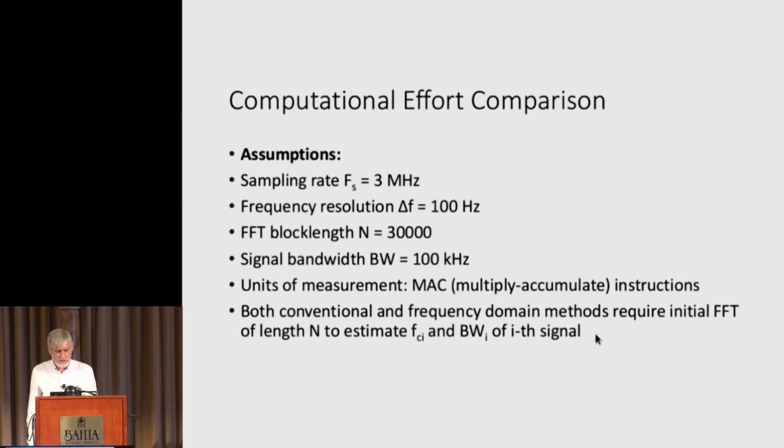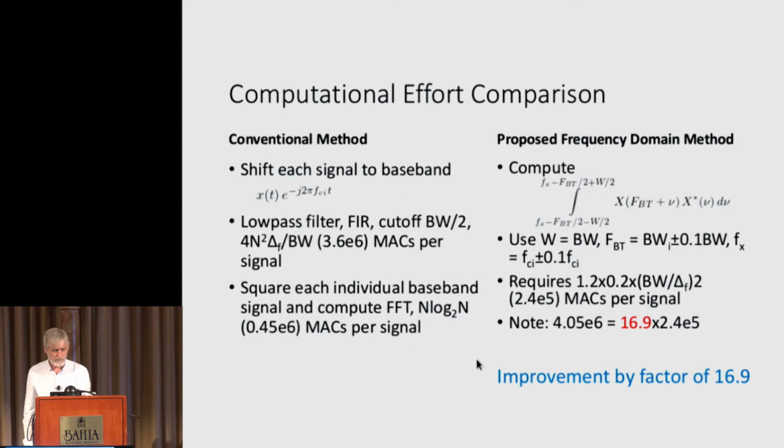Okay, so I assume also that both the conventional and the frequency domain method require some sort of an initial FFT of length n to estimate initially the center frequencies and the bandwidth of the signals. Okay, so now for the conventional method, we have to shift each signal to baseband, multiplying with the complex exponential here. I did not count those operations. That doesn't really use a lot of computing power.